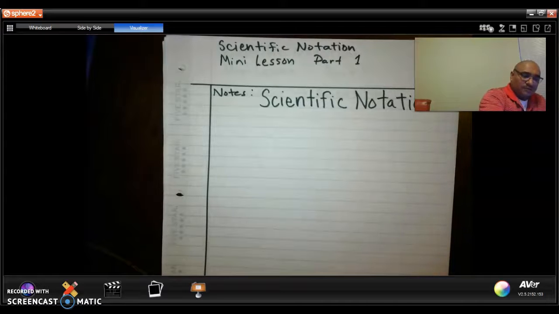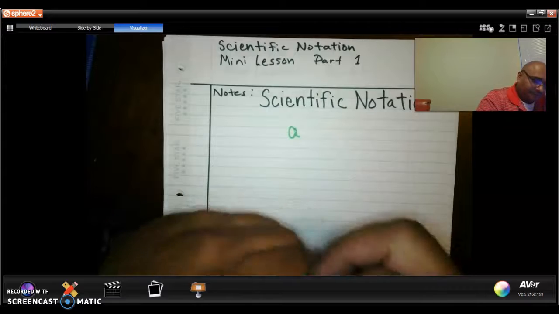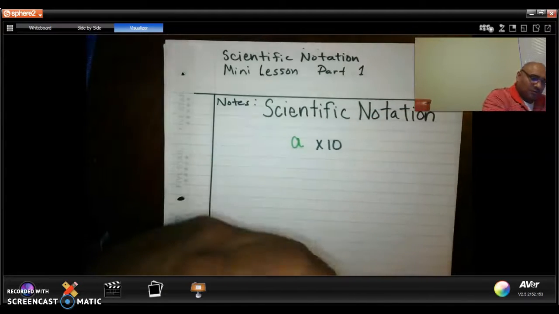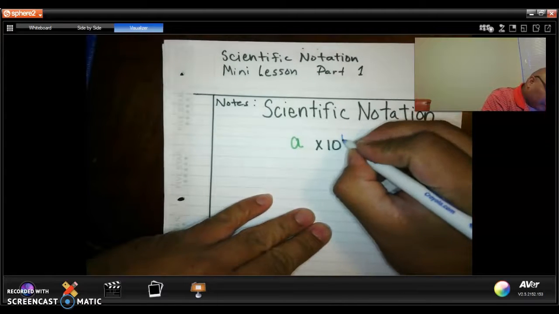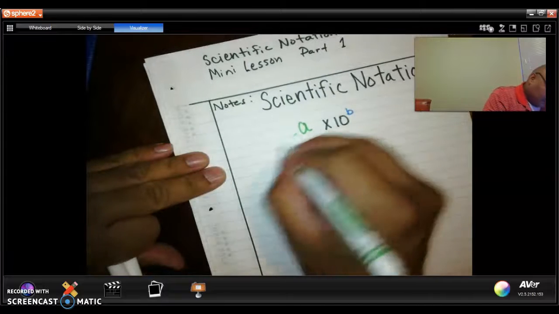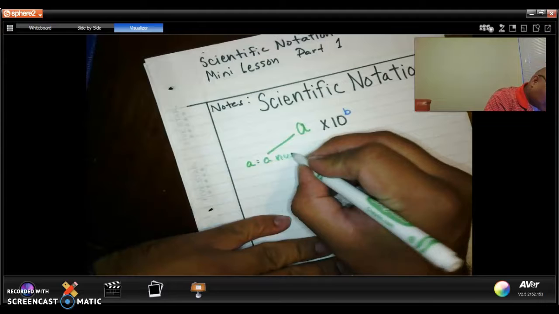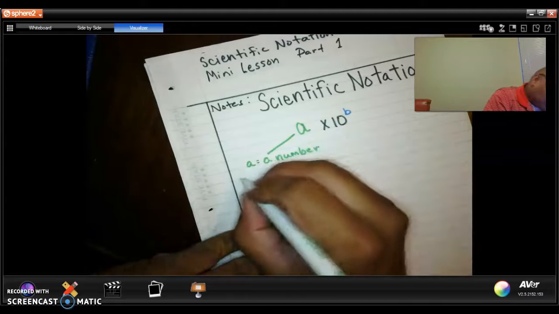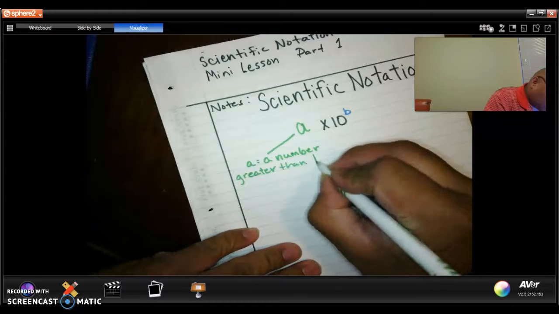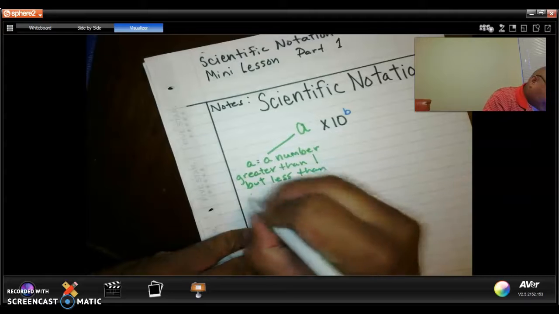So scientific notation is going to be represented as such. We have A times 10 to the power of B. Okay. A represents a number greater than 1 but less than 10.